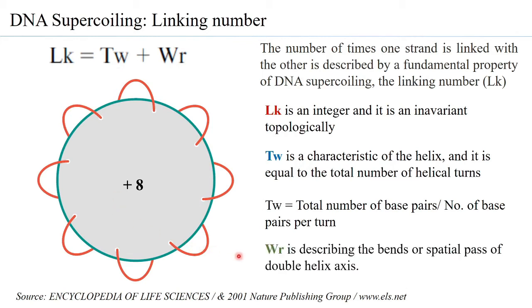Then what is writhing number? The writhing number is a parameter that is associated with the helical axis. So if the helical axis bends in space once, then the writhing number is 1. If it bends in space twice, then the writhing number is 2. So twisting number is a characteristic of the helix, whereas writhing number is associated with the helical axis. So you would observe that the linking number is always an integer, and it is an invariant integer topologically.